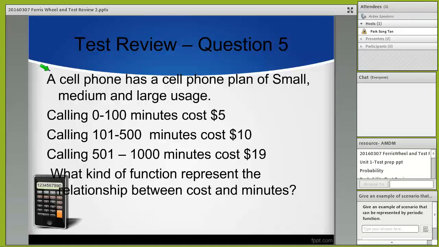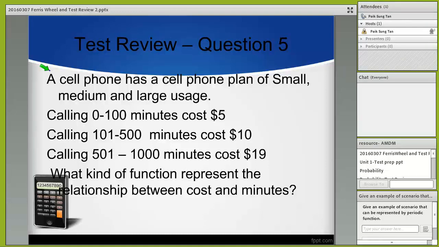All right, test review question number 5. A cell phone plan has small, medium, and large usage. If you're calling 0 to 100 minutes, it costs $5. If you're calling 101 minutes to 500 minutes, it costs $10. If you're calling 501 minutes to 1000 minutes, it costs $19. What kind of function represents the relationship between the cost and minutes?